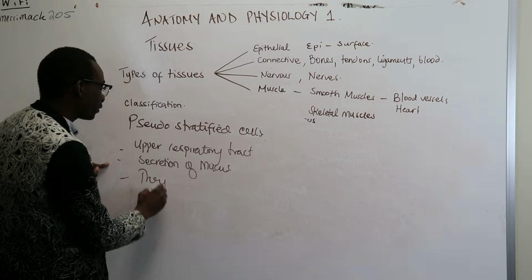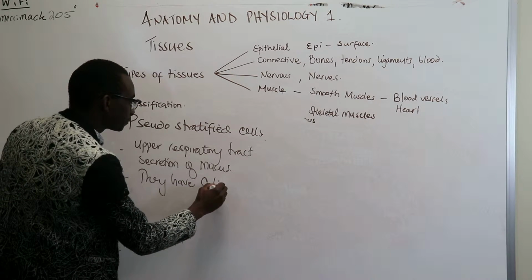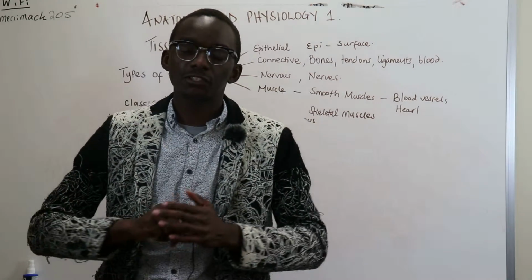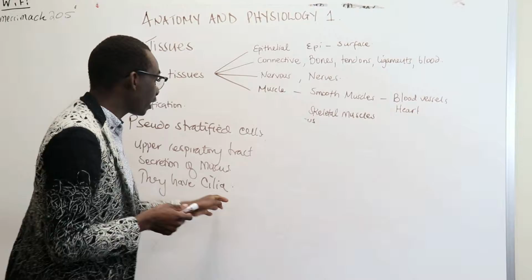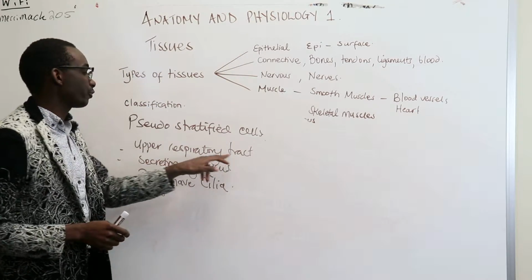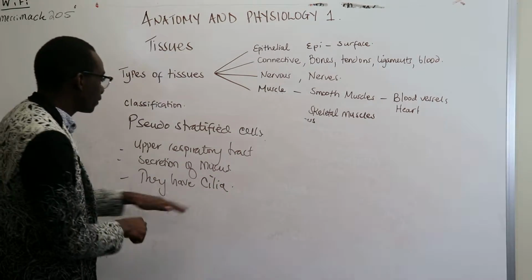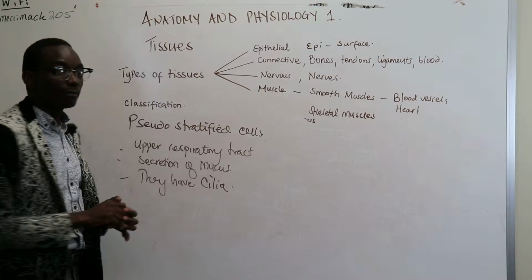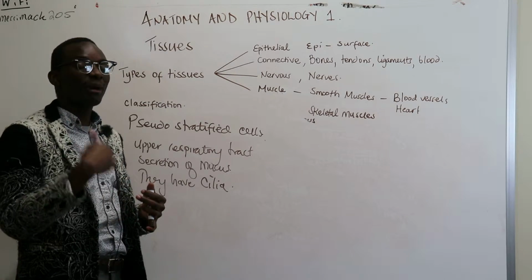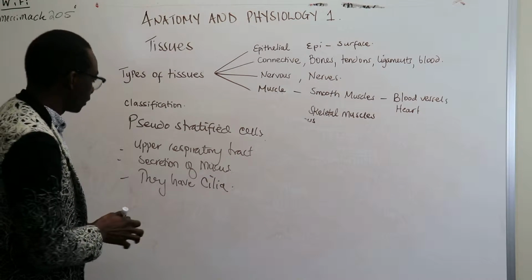They have what we call the cilia. So now there's a difference between cilia and the microvilli we saw. The cilia help in the beating of the mucus up in the upper respiratory system until the mucus reaches outside, you cough it out. So these cilia play a very important role in the beating of the mucus, preventing foreign particles from going deep into the lower part of the respiratory system.